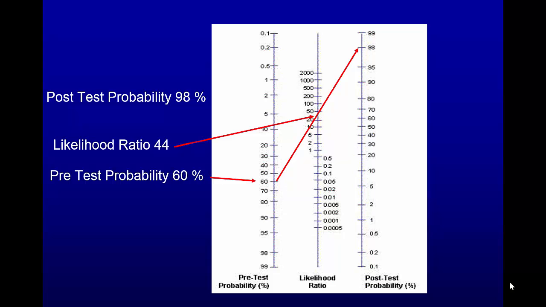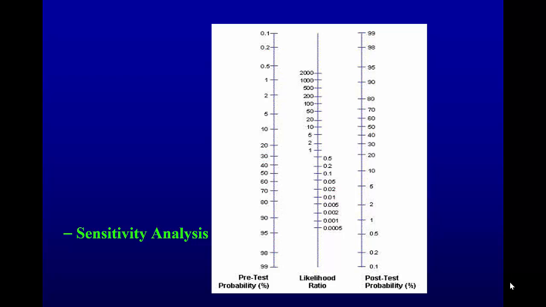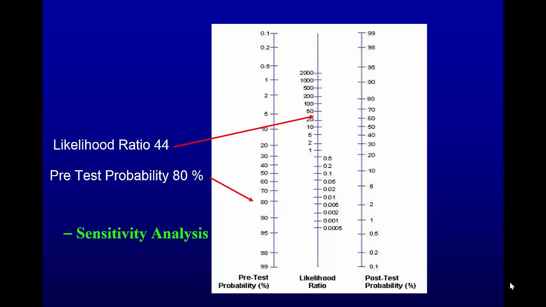Now, this particular patient, you then do a sensitivity analysis. So in the sensitivity analysis, you ask, how low could it be? How high could it be? So just as another example, I have put that down as 80%. So someone feels this is 80%. If it's 80%, then with the same likelihood ratio, your post-test probability is going to be 99%.